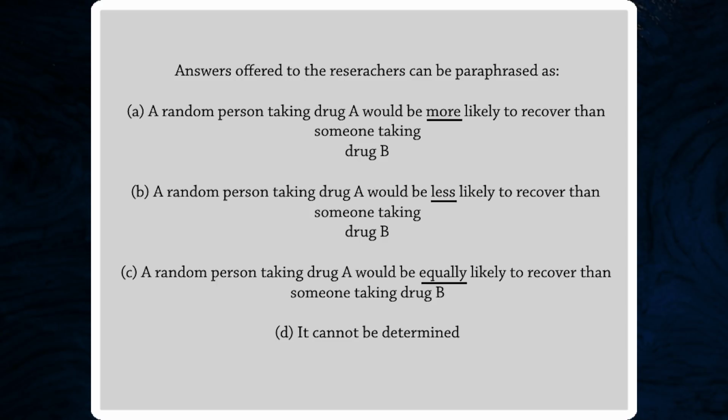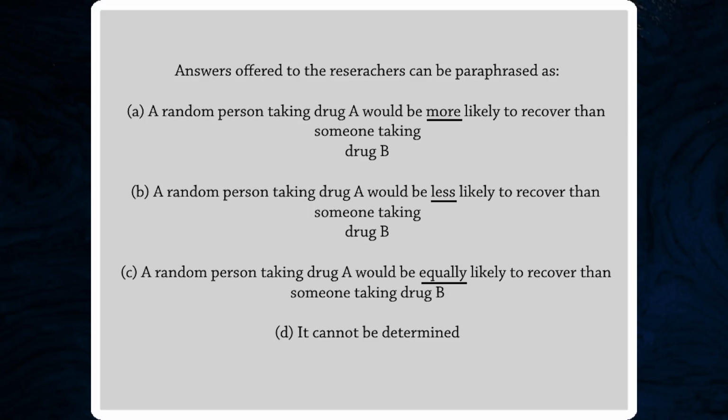The answers the researchers could choose from can be paraphrased as: A. A random person taking drug A would be more likely to recover than someone taking drug B. B. A random person taking drug A would be less likely to recover than someone taking drug B. C. A random person taking drug A would be equally likely to recover as someone taking drug B. D. It cannot be determined.